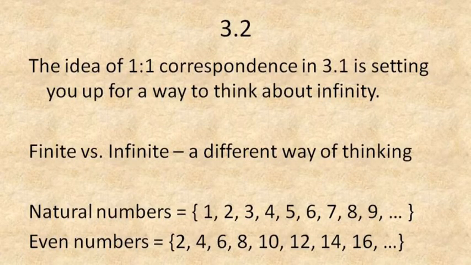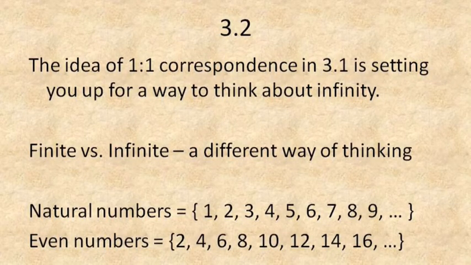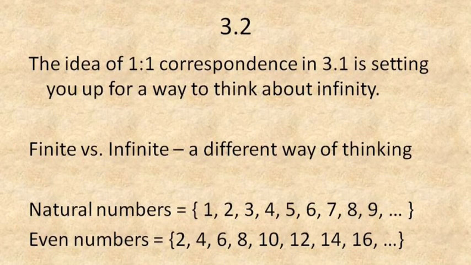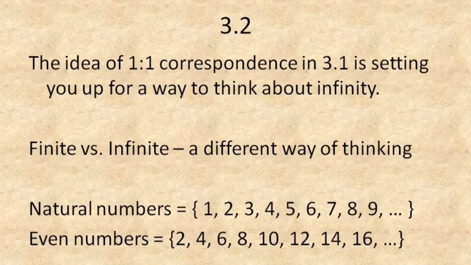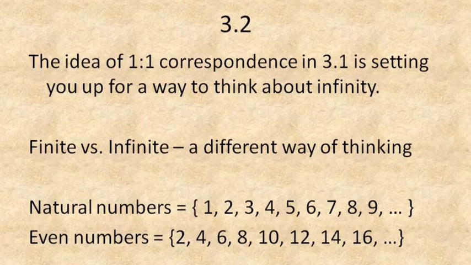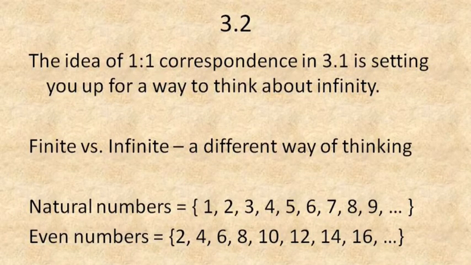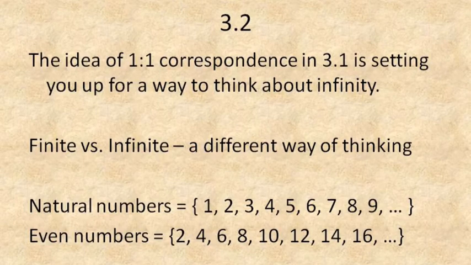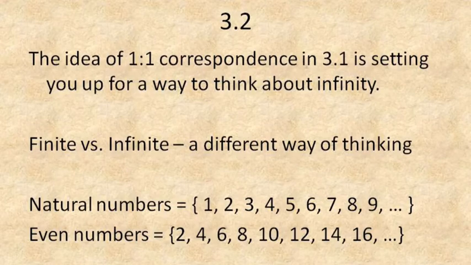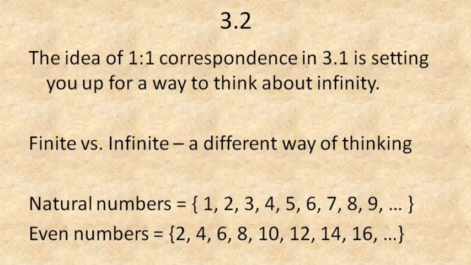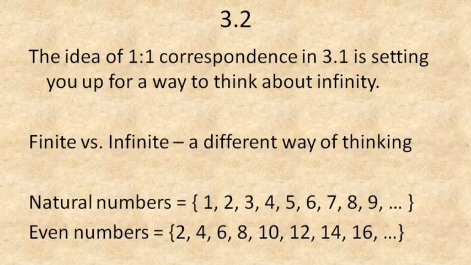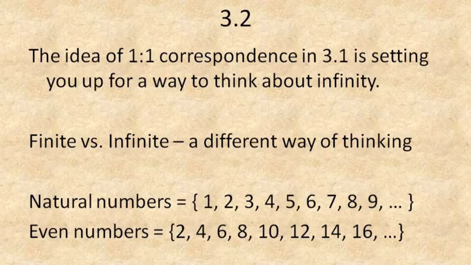In 3.2, the idea of one-to-one correspondence that we just learned in 3.1 is setting you up for a way to think about infinity. Remember, finite versus infinite is a different way of thinking. We have to get rid of the ways that we use our brain in finite and open our minds to a new and exciting world of infinite thinking. Look at the set of numbers below. The natural numbers, 1, 2, 3, 4, 5, 6, and so on, compared to the even numbers. Do you think that those sets are the same size? Or do you think the even numbers are in fact half the size, missing all the odds? What do you think?